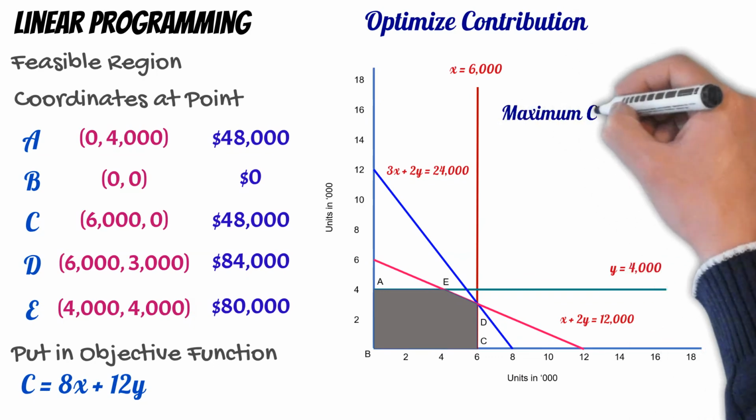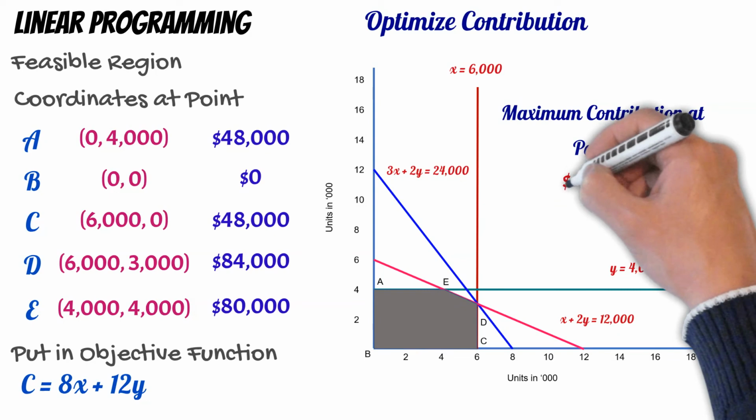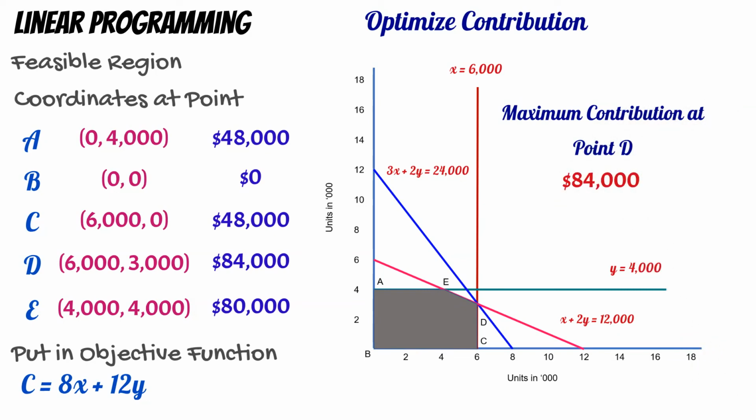Maximum contribution is at point D, where contribution is $84,000. That's the maximum profit that the company can achieve subject to all limiting factors.